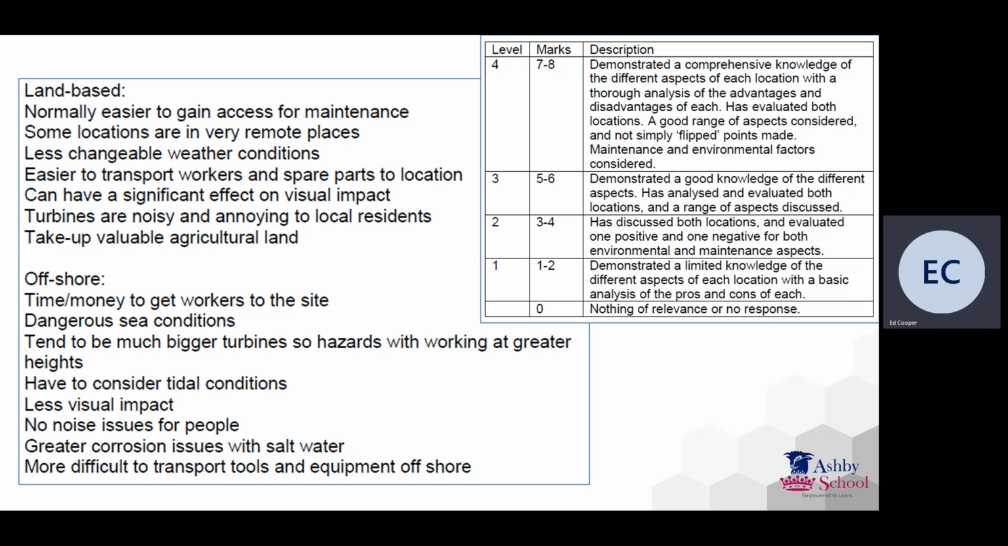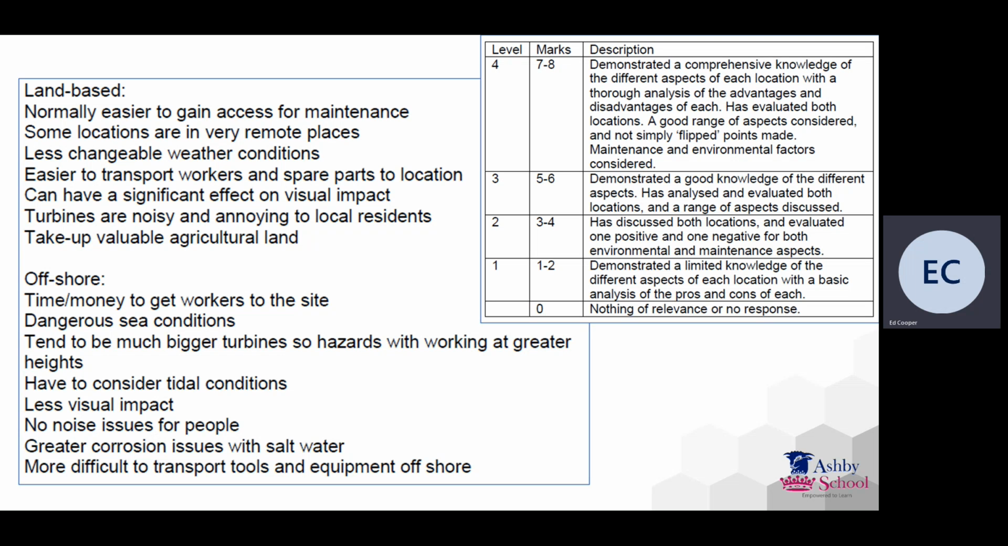Can have significant effect on visual impact, so the eyesore of it. Turbines are noisy and annoy local residents. Take up valuable agricultural land. I kind of question that, because they don't actually take up much land at all. But you could talk about that we've got the ability to have animals grazing around it. You wouldn't probably go ploughing your fields with those in there, but you could graze animals.